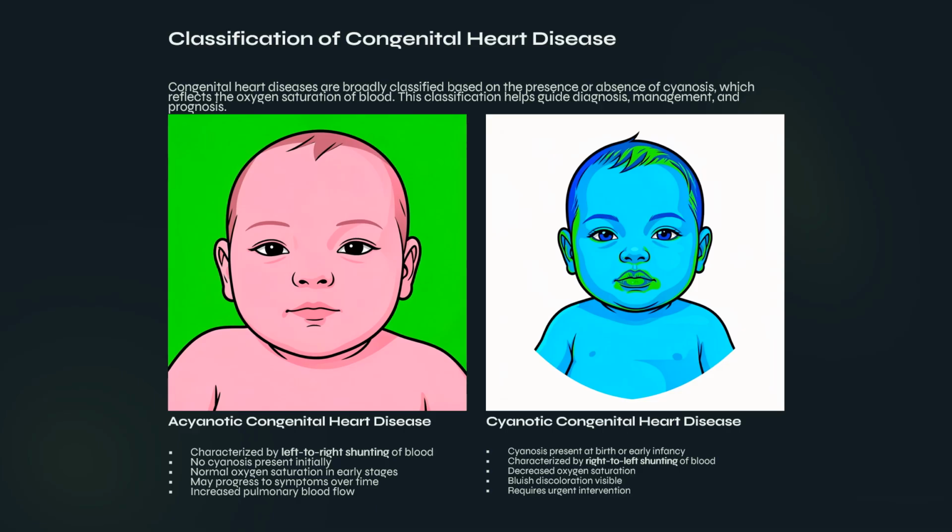But in cyanotic congenital heart disease, what's happening? The blood moves from right to left shunt. The right side heart has deoxygenated blood, and it is moving to the left side, the oxygenated side. So all over the body, the parts are receiving deoxygenated blood. That's why it causes cyanosis in the baby. Basically, bluish discoloration is visible in cyanotic congenital heart disease. It requires urgent intervention.